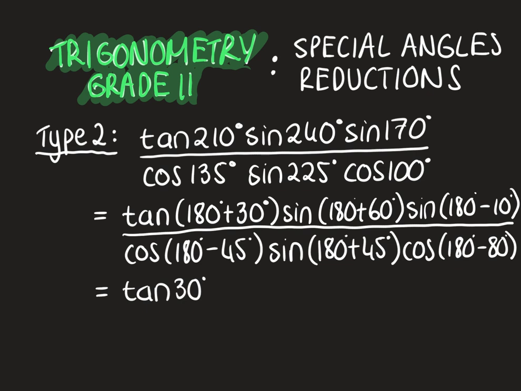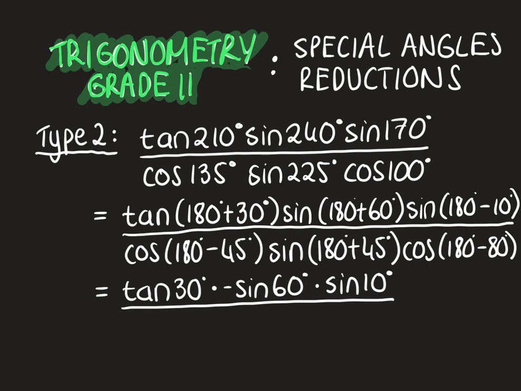Okay, let's go to the next one. Sine of 180 plus 60. 180 plus is the tan quadrant, and sine is negative in that quadrant, so it would reduce to a minus sine of 60. The last one, sine of 180 minus 10. 180 minus is the sine quadrant, so it would reduce to a positive sine of 10 degrees.